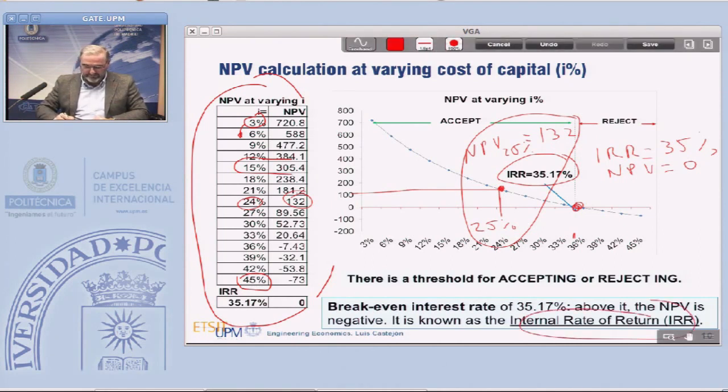Because as you see, you can discount every cash flow with a higher interest rate, moving from 25 to 35, and then the net present value of your project will become 0. So it means that this is, excuse me, the return of the capital you have invested, 35%.